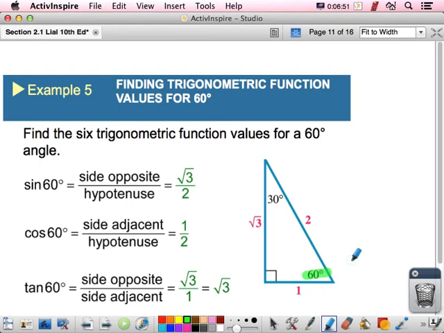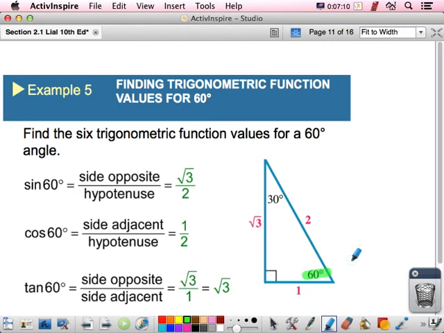Some teachers ask you to memorize this triangle. Personally, I don't care how you do it, just get it done. You need to be able to figure out a way to find sine, cosine, and tangent of both 30 and 60 without using a calculator. The unit circle usually works best for most students.